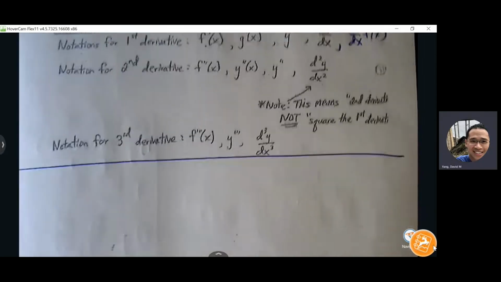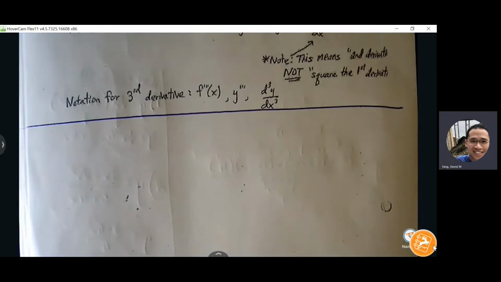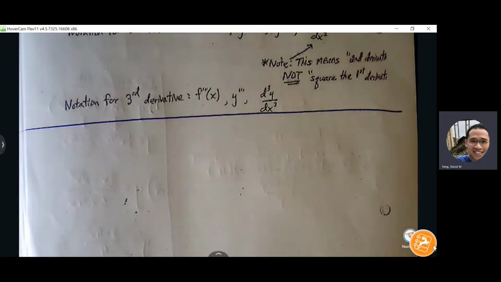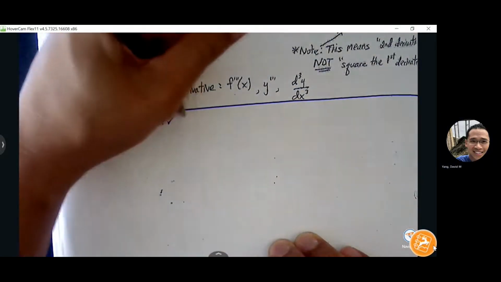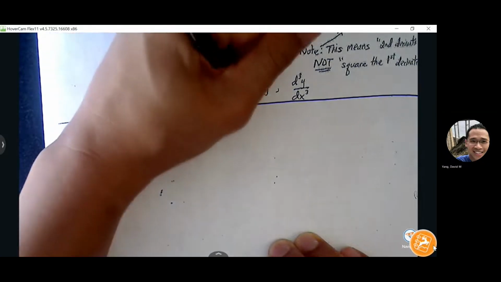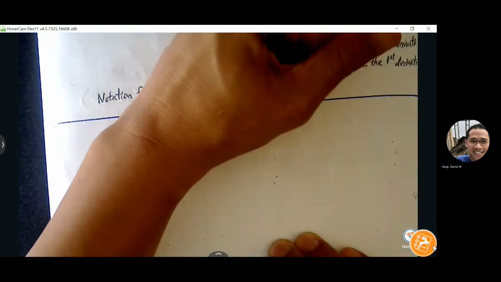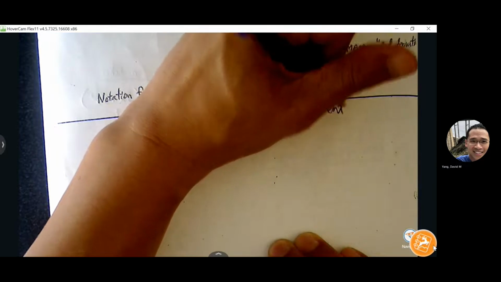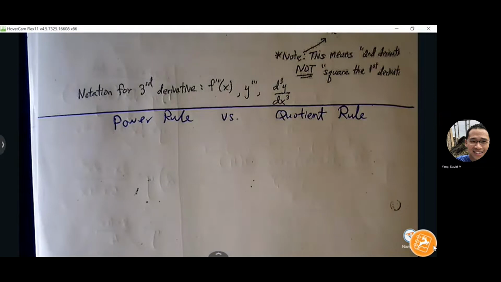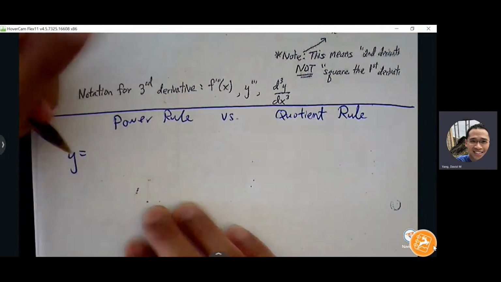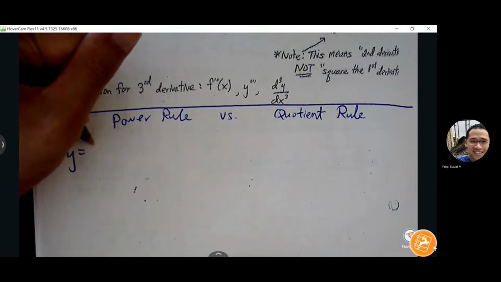Okay, there's one note that I want to give before we do some practice problems. And it's power rule versus quotient rule. So I want to point out two problems here.